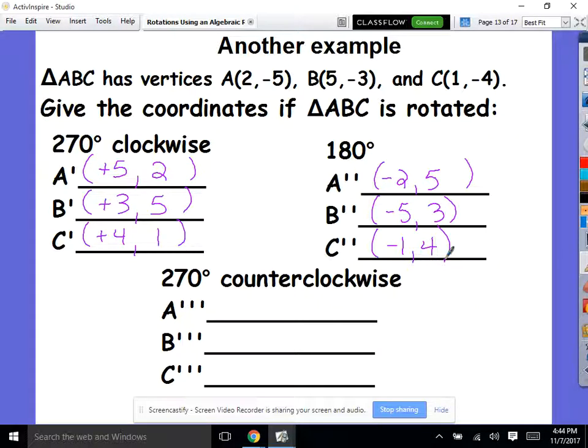And finally, 270 degrees counterclockwise, I want you to write above that 90 degrees clockwise, or CW. So we switch x and y and change the sign of the new y. So above 270 degrees clockwise, you should have 90 degrees CCW. Above 180, you should have CW equals CCW. And above 270 degrees counterclockwise, you should have 90 degrees CW.